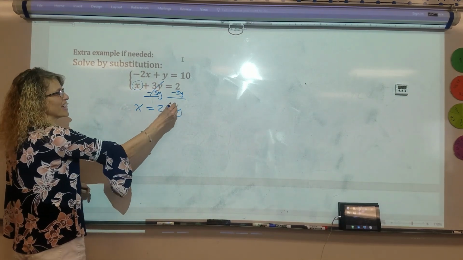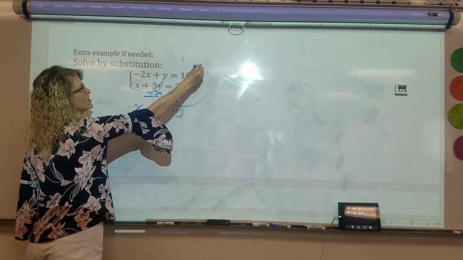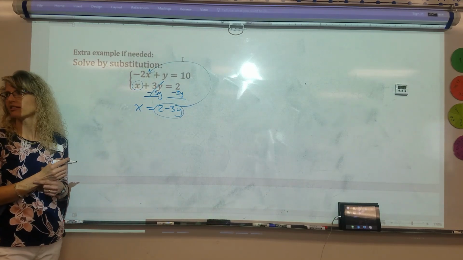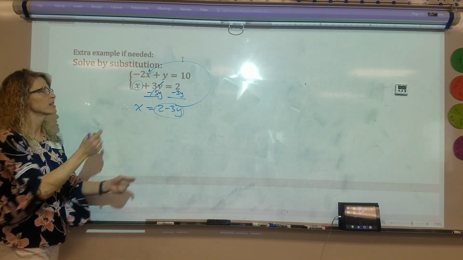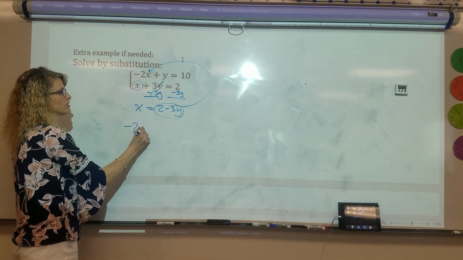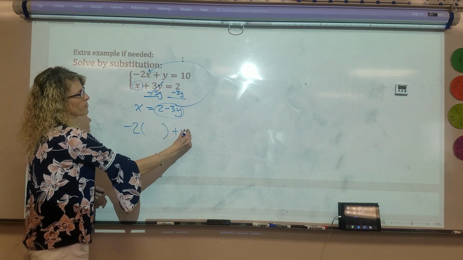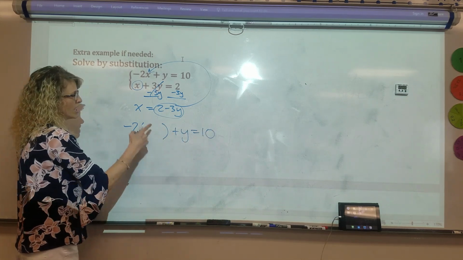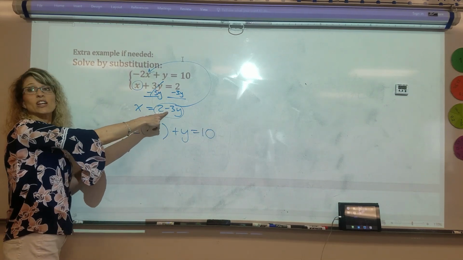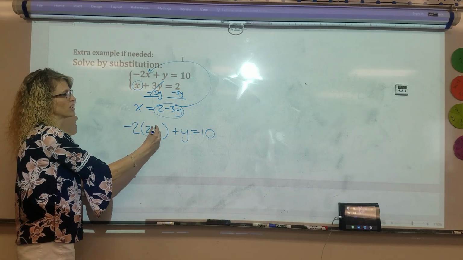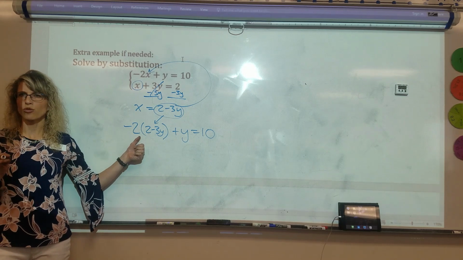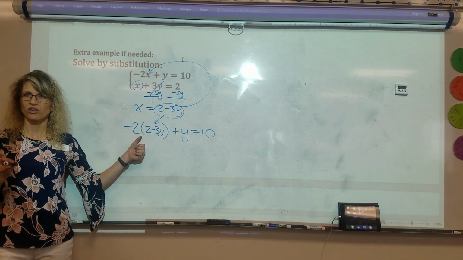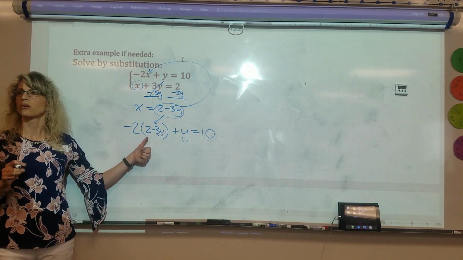Now we take this x, and we're going to substitute this into the other equation for x. We're going to replace x with this. So I'm going to rewrite the top equation. I'm putting a placeholder, and instead of the x, I'm writing what x equals, which is 2 minus 3y. I'm just going to put an arrow so you see what I did. This is the step I'm worried about. Raise your hand if you have any questions right here on this step.